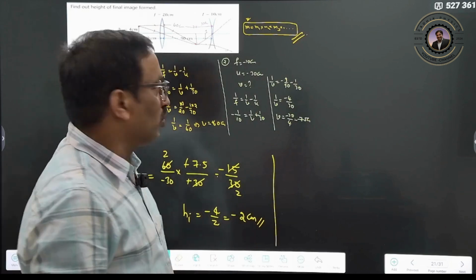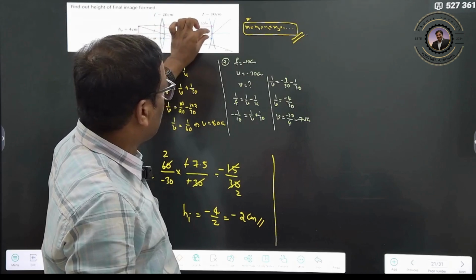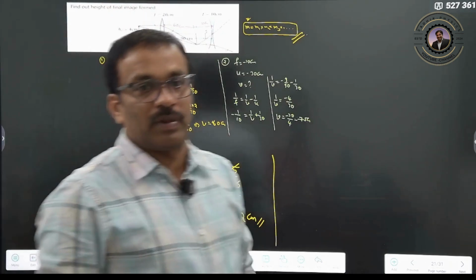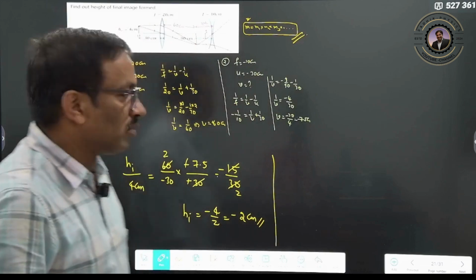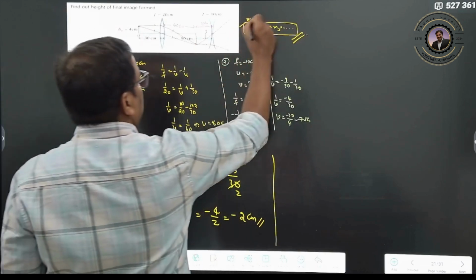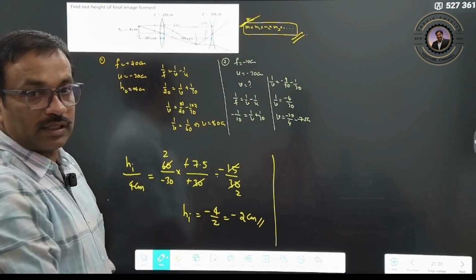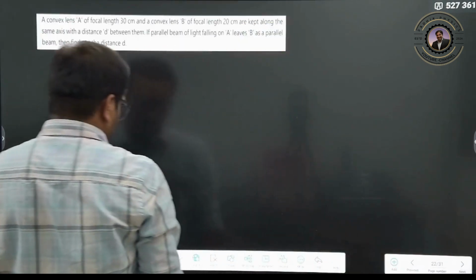So you also do it separately. First find the height of this sun, then afterwards find the height of this sun by using the magnification formula, and please comment in the box. Clear? So better to follow this for any combination of lenses. Understood? Now let us see one more question.